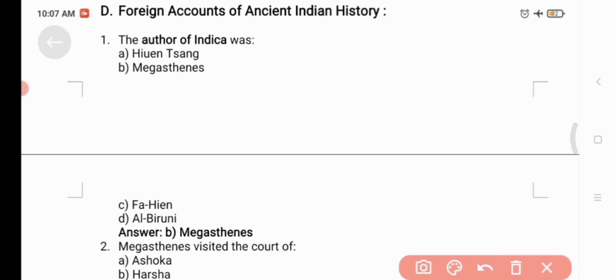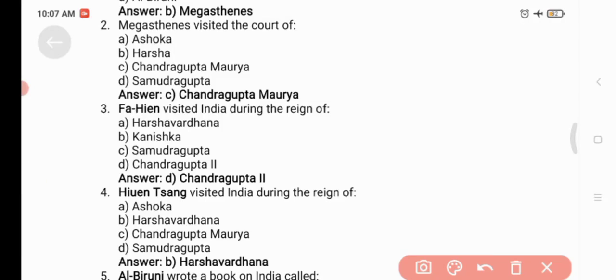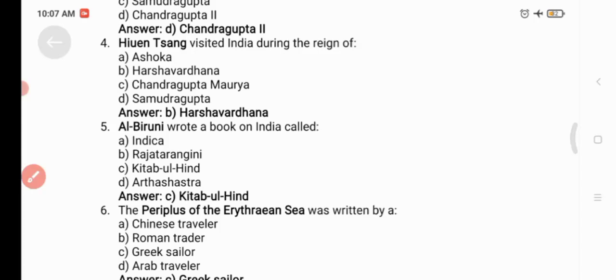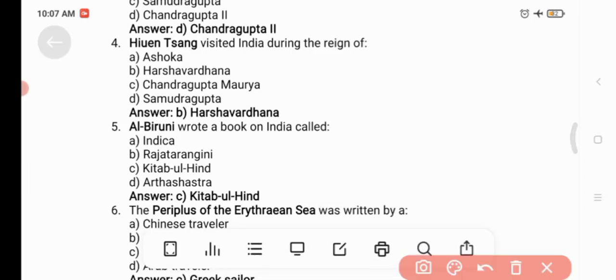Foreign accounts of ancient Indian history. The author of Indica was option B, Megasthenes. Megasthenes visited the court of option C, Chandragupta Maurya. Fa-hien visited India during the reign of option D, Chandragupta II. Hiuen Tsang visited India during the reign of option B, Harshavardhana. Al-Biruni wrote a book on India called option C, Kitab al-Hind.